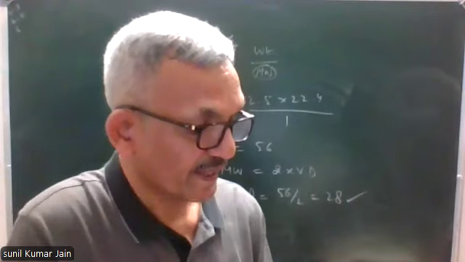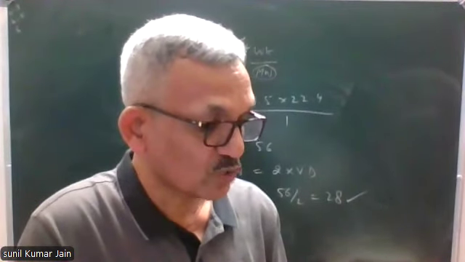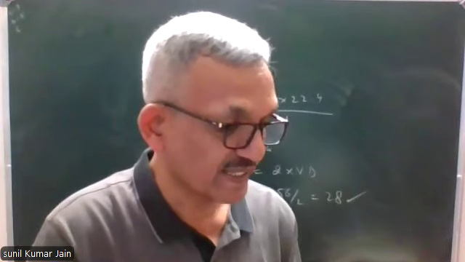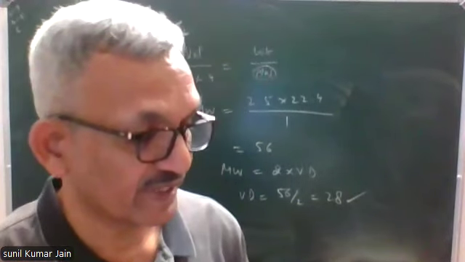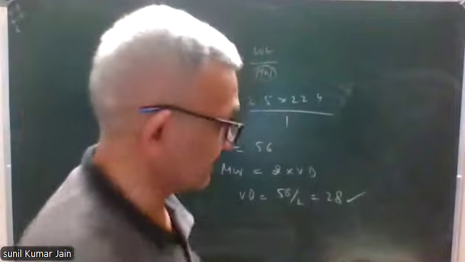8th numerical. Chlorophyll contains 2.68% magnesium by mass. Calculate the number of magnesium atoms in 10.41 grams of it.